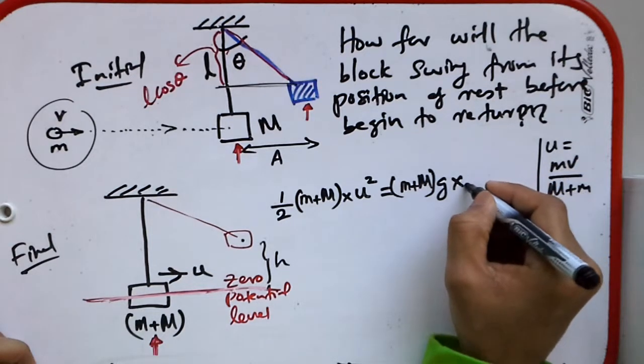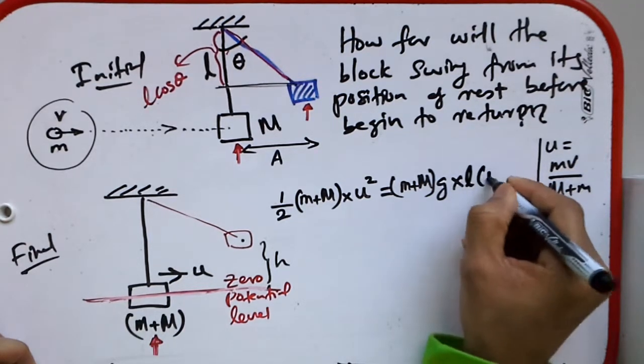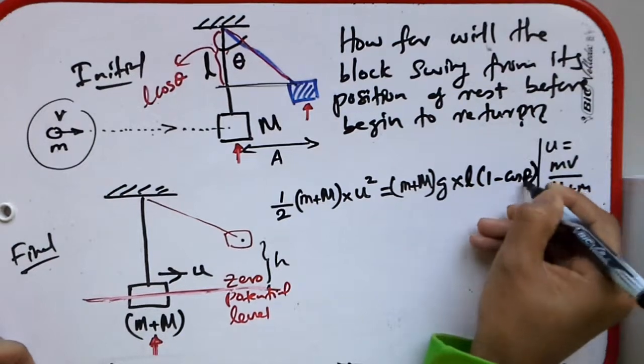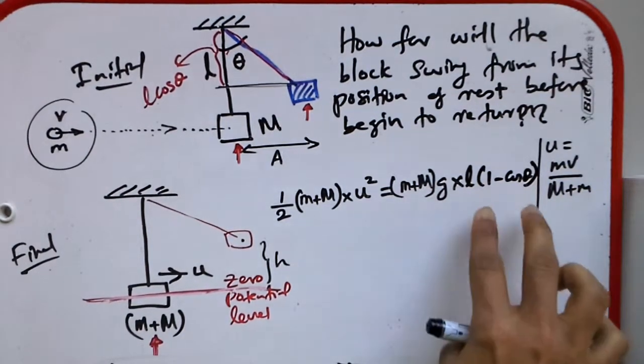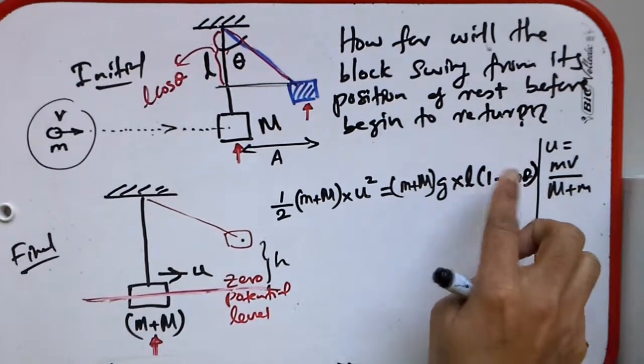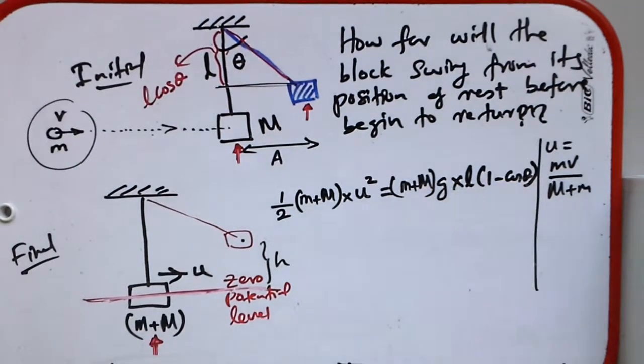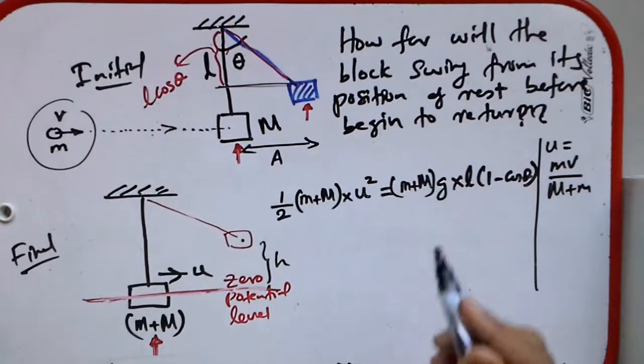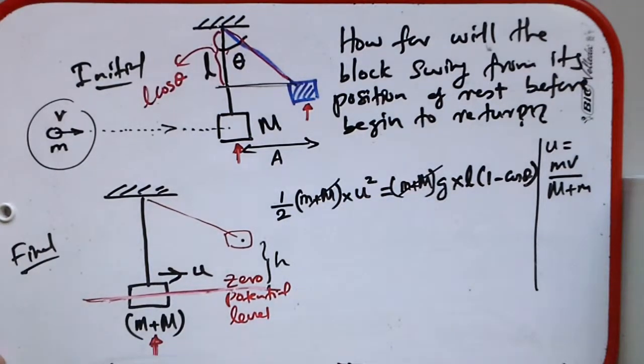So I can take L as a common factor, so I can write down 1 minus cos theta. Here what I did, the height is actually L minus L cos theta. So I can take L as a common factor, and you will get 1 minus cos theta. So from here you see I can cancel out these two.